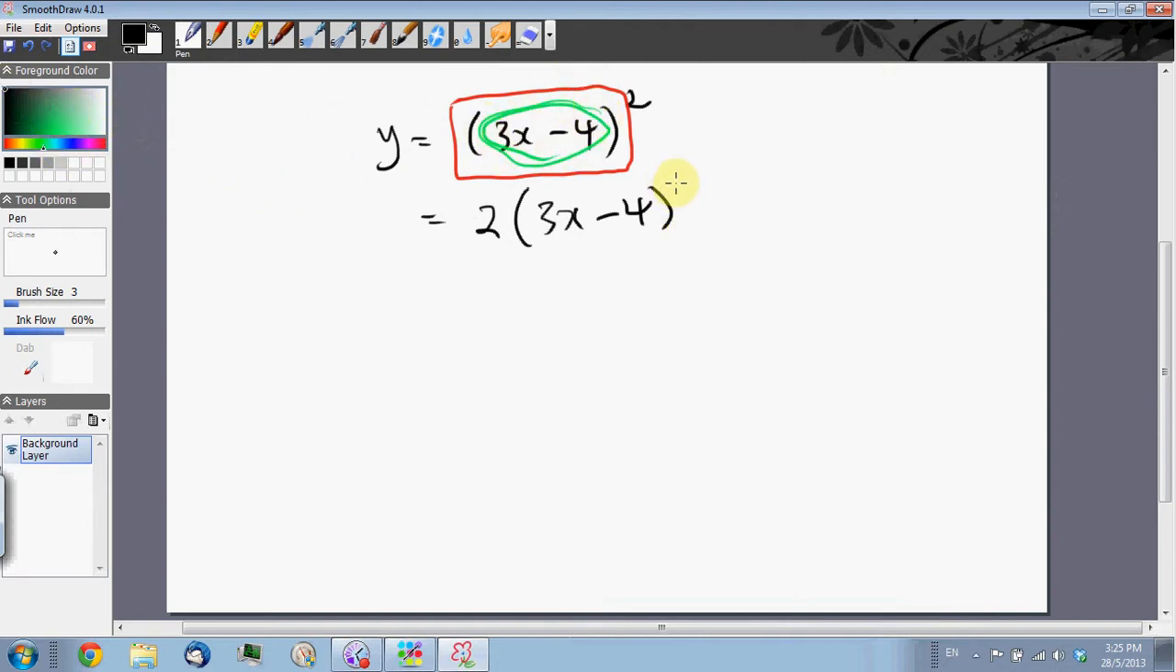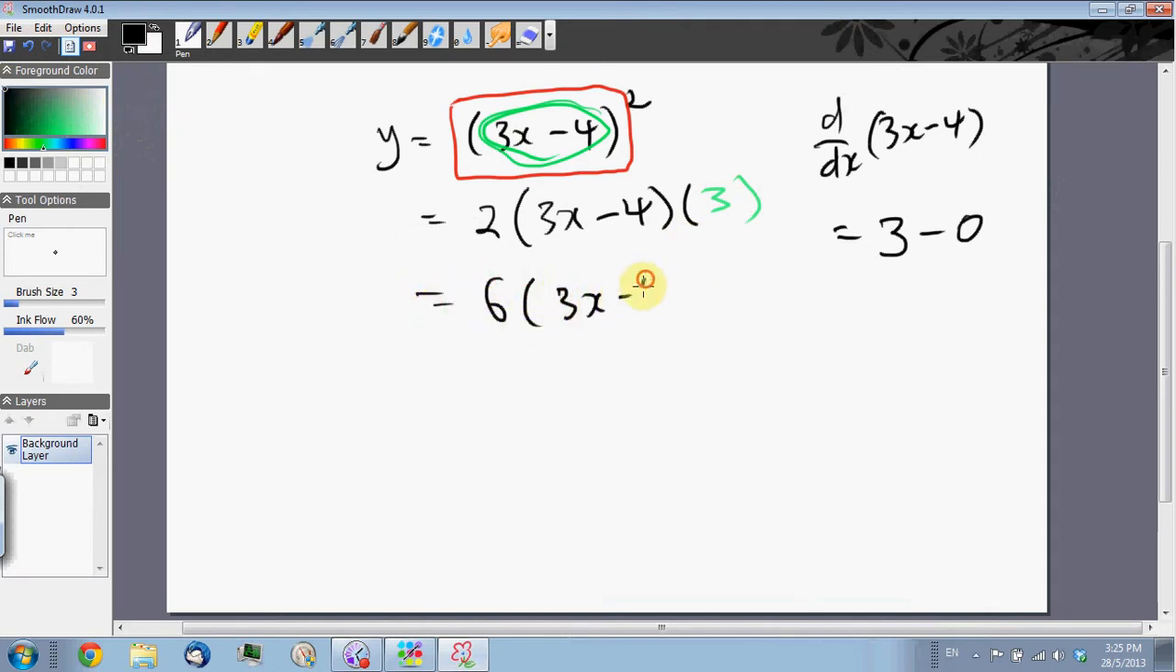Okay, and when you differentiate the inside, what do I get? 3, right? Because this is 3 minus 0, because differentiating 4 gives 0, it's a constant, and differentiating 3x you get 3. So multiply by what you differentiate inside, which in this case is 3. Okay, so I get 6 times (3x minus 4).